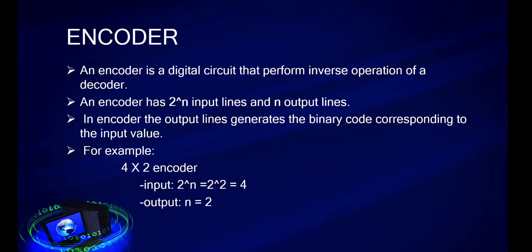An encoder is a digital circuit that performs the inverse operation of the decoder. The encoder input lines are 2^n and the output lines are n. In an encoder, output lines generate the binary code corresponding to the input values. For example, if we take a 4 into 2 encoder, that is, the value of n is 2, the input lines will be 4 and the output is n, so the output lines will be 2.